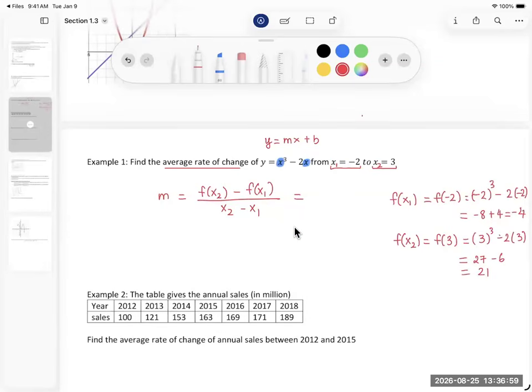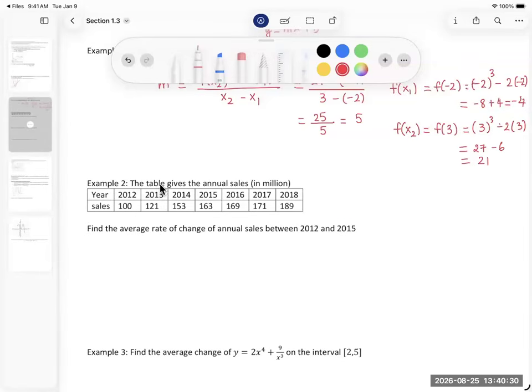So I will replace them in the formula. So I have 21 minus -4 over x2, which is 3, minus x1, which is -2. And simplify the expression, I will have 21 plus 4, which is 25, over 5, and that will be equal to 5. So that means the average rate of change of this function from -2 to 3 is 5.